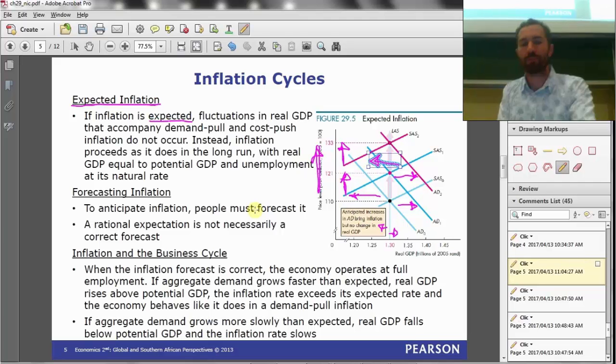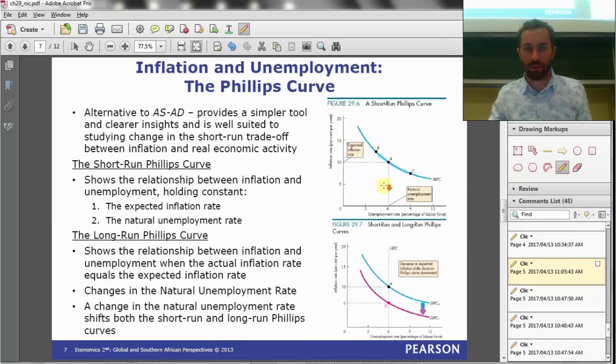And this slide is not changing for some reason.